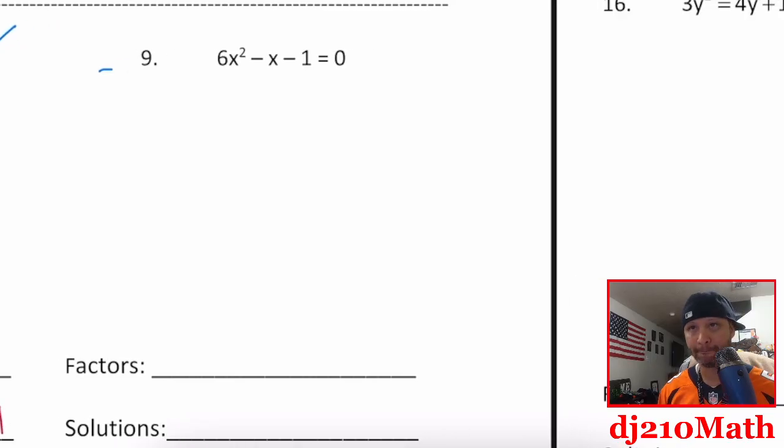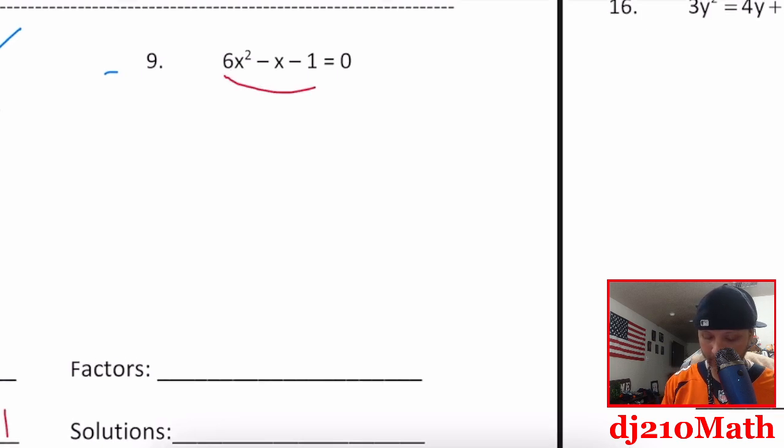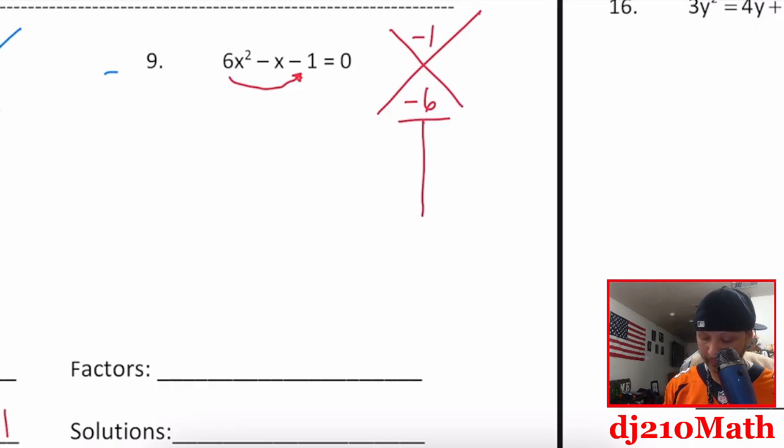All right, number 9. Same thing. GCF won't come out, so we multiply the 6 times 1. Oops. That just looks funny. 6 times -1 is -6. We need this to add up to -1. So a couple ways to make 6. 1 times 6, 2 times 3. But it needs to be -6. Therefore, one side needs to be negative.